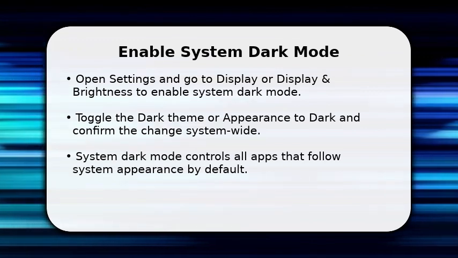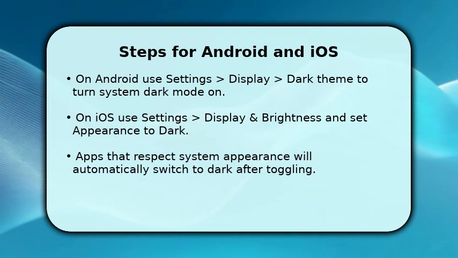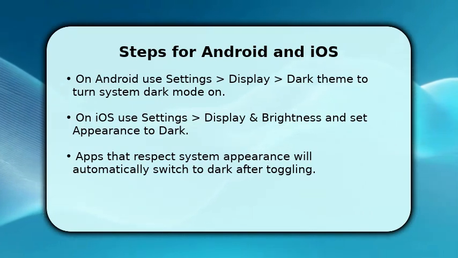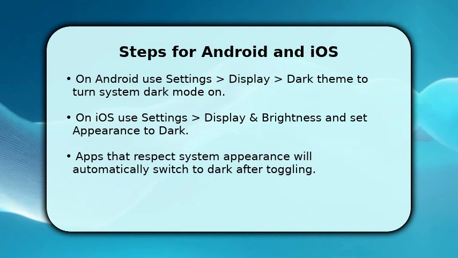This setting changes background and interface colors for supported apps and system menus immediately. On Android, open Settings, then choose Display and select Dark Theme to enable System Dark Mode. On iOS, open Settings, then tap Display and Brightness and set Appearance to Dark. Both platforms use one toggle to control system appearance for all supporting apps.